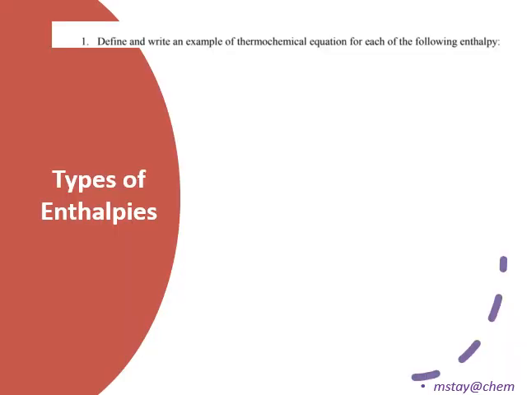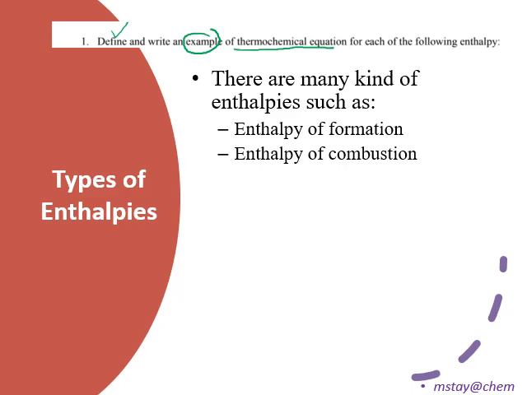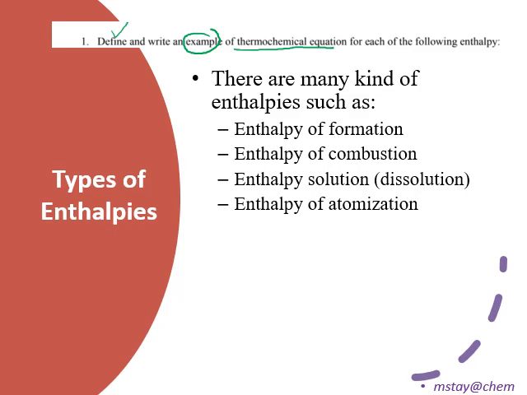Now let's proceed to tutorial question number 1, which asks us to define and also write down an example for the thermochemical equation. So we have a few types of enthalpy that you need to know. There are many types of enthalpy, such as formation, combustion, solution, also known as dissolution. Number 4 is enthalpy of atomization.